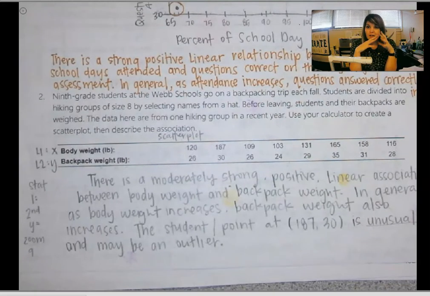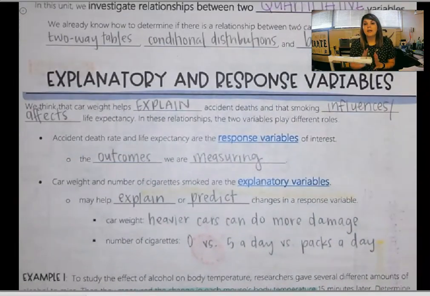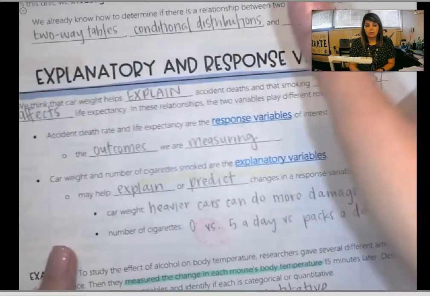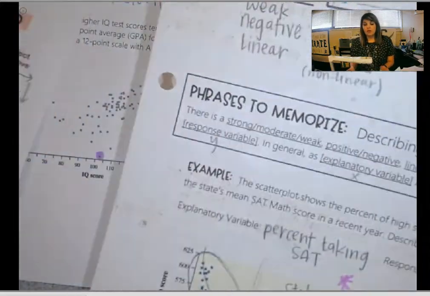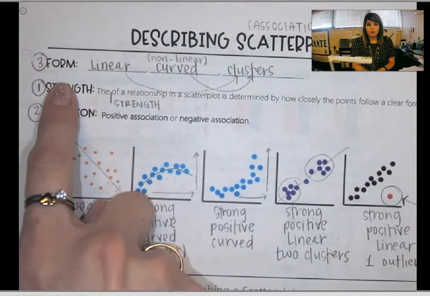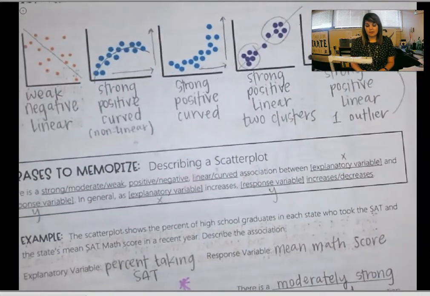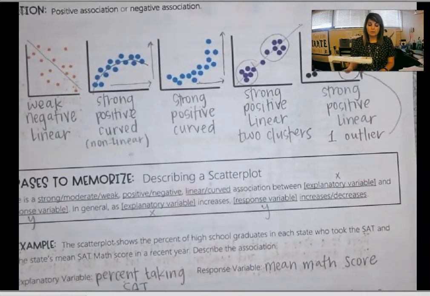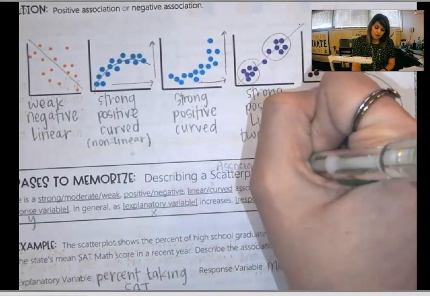So that is it for our basics on scatter plots. The biggest takeaways from this lesson are the phrases to memorize, being able to identify which variable is explanatory and which one is response, knowing the descriptions for a scatter plot, so the form, strength, and direction. And then lastly, but probably most importantly, being able to describe a scatter plot or describe an association. Remember, those two things are interchangeable.